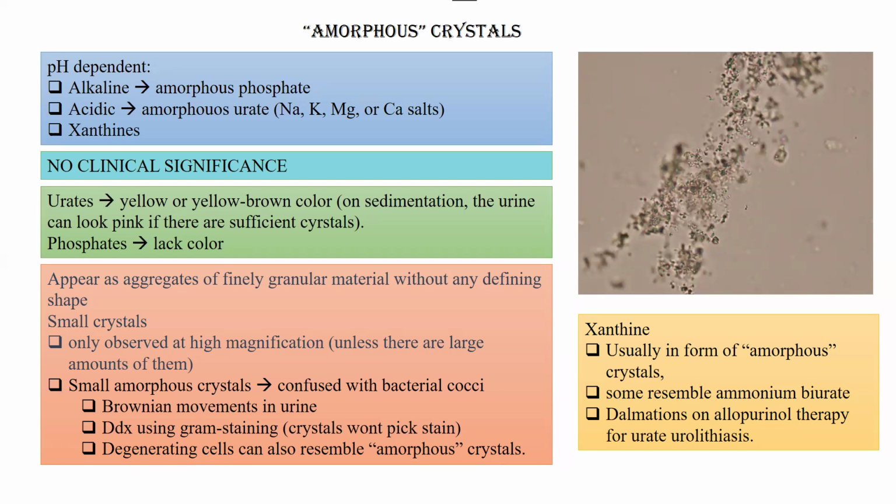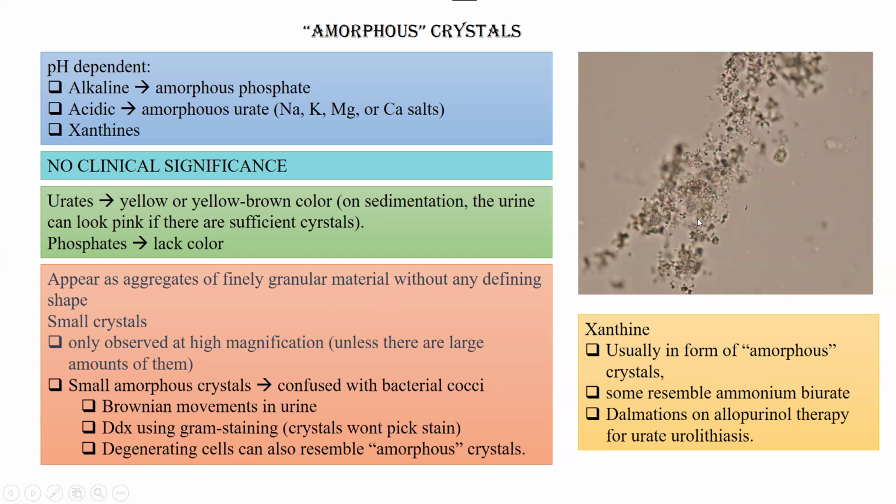As far as urates are concerned, they are yellow or yellow-brown in color, and if you have urine sediment with a lot of urate crystals, you can see that these crystals will give the urine sample a pinkish tint. As far as phosphates are concerned, they lack color. These crystals appear as aggregates of fine granular material without any defining shape.